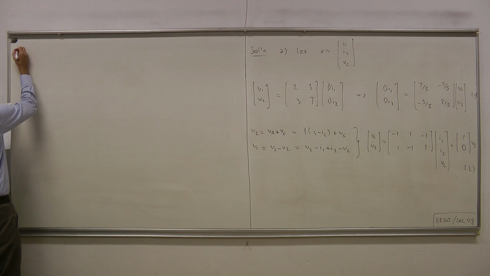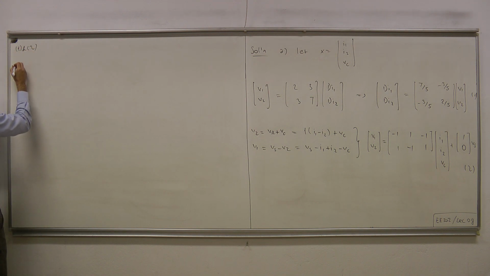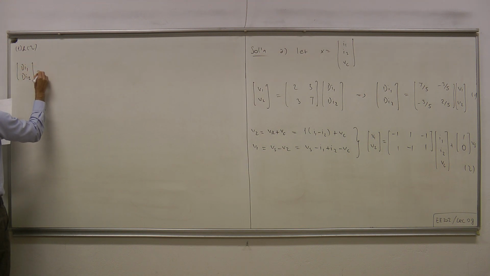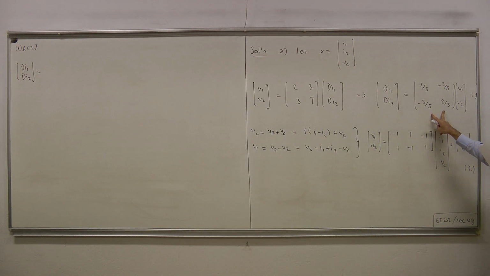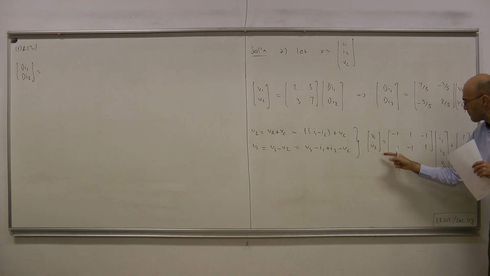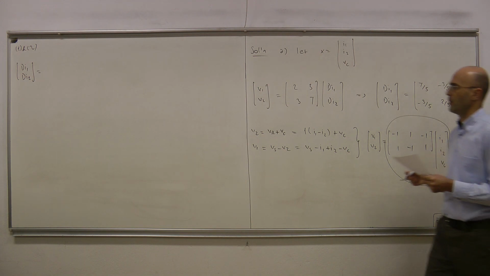Okay, so let's combine 1 and 2. And we have di1, di2 equals this 2 by 2 matrix times V1, V2. And V1, V2 is here. Therefore, di1, di2 is this matrix times this, plus, again, the same matrix times this. Okay.